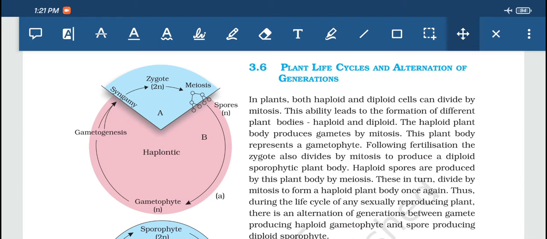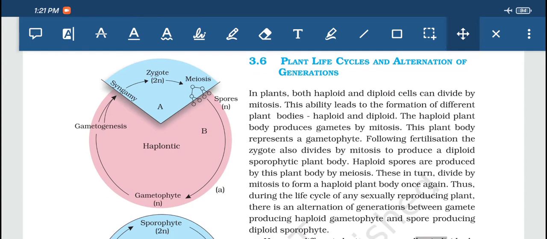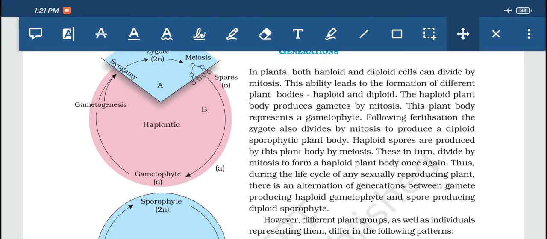Today I'm going to start the last part of the chapter Plant Kingdom, that is plant life cycle and alternation of generation. Okay, so starting with the topic, in plants both haploid and diploid cells can divide by mitosis. Mitosis is equational division. That means there is no reduction of number of chromosomes.